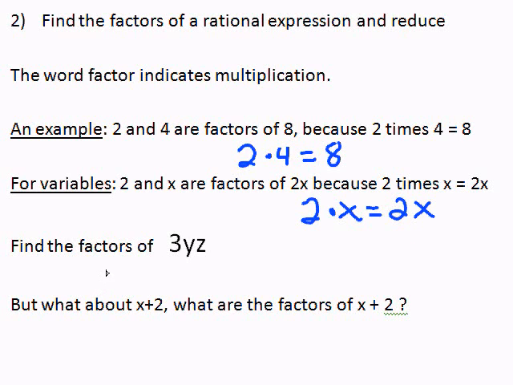Well, let's use this idea and please list the factors of 3yz. The factors of 3yz are 3, y, and z. The reason 3, y, and z are factors of 3yz is because 3 times y times z gives me 3yz.